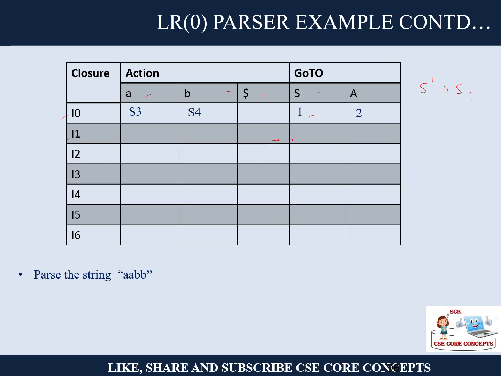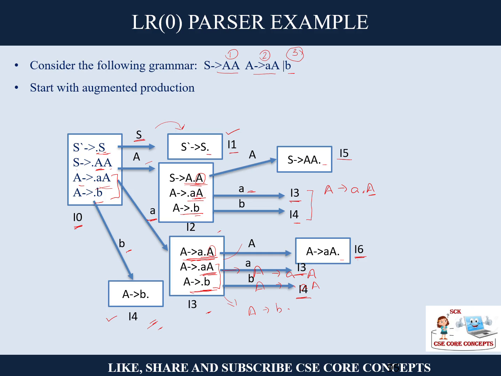Now go to I2 state. Now in I2 state, I2 closure, you are exploring A leading to I5, which you will write simply 5. For small a, you will get S3. For small b, you will get S4. Similarly, for I3, for capital A, you will get 6. For small a, you will get 3. For small b, you will get 4.